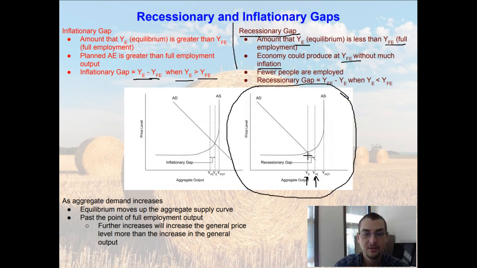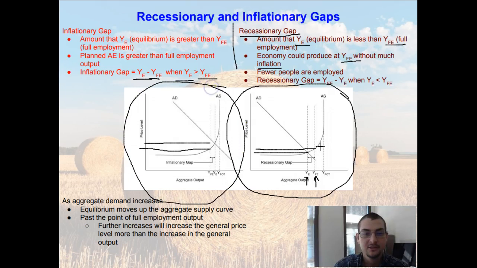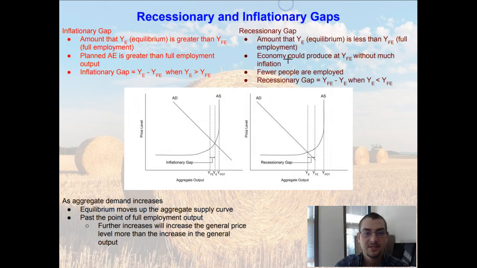And if we did operate at full employment, look at how much prices would have changed. A very small amount, whereas if you compare it to this particular graph, where prices are increasing by a larger amount, this was this inflationary gap. And this is our recessionary gap. And what it's saying is the economy could hire a few more people and work at this full employment without large increases in prices. What's happening is because we are not operating at full employment, fewer people are employed.